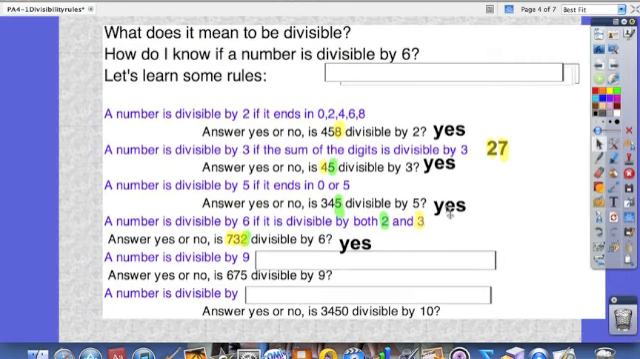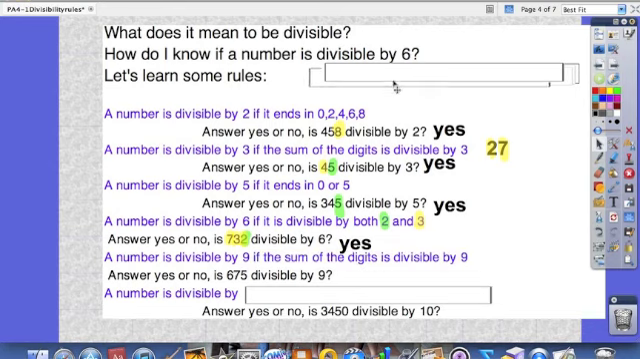Next, we're going to see if a number is divisible by 9. The rule for divisibility for 9 is very similar to 3. We add the digits, and if the digits are divisible by 9, then so is the number. So let's look at what digits are in this number. 6, 7, and 5. 6 plus 7 is 13. 13 plus 5 is 18.